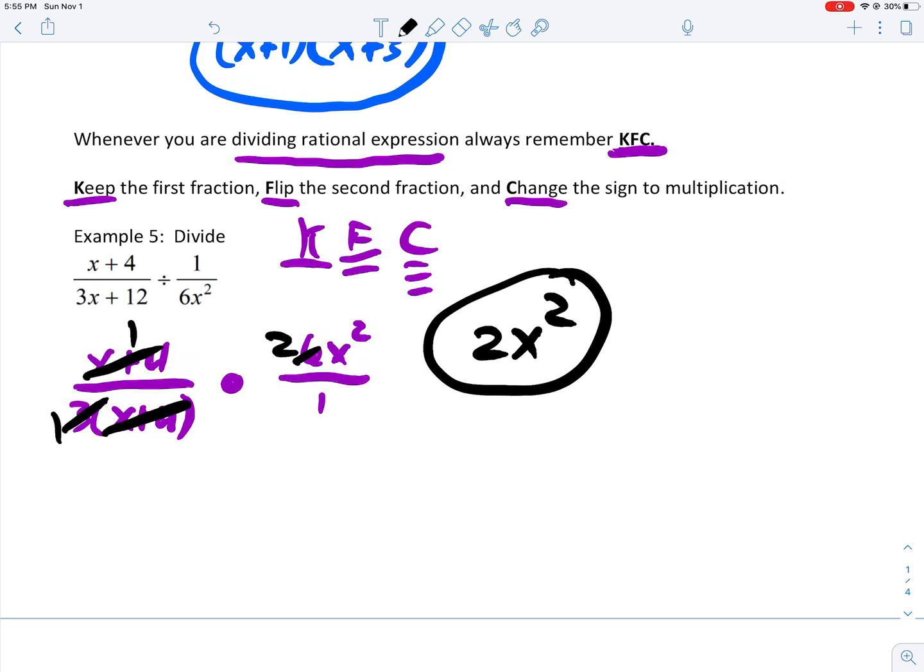So we took the reciprocal, we factored, reduced, and then multiplied. So again, you're going to see me when I do these problems, usually I factor as much as I can, see if I can reduce common factors, then multiply.